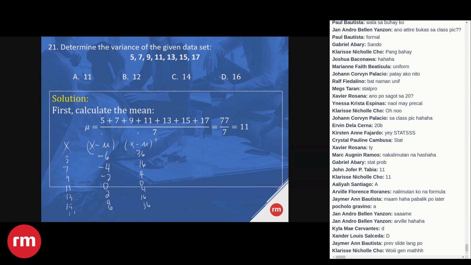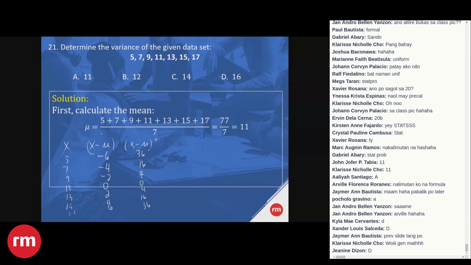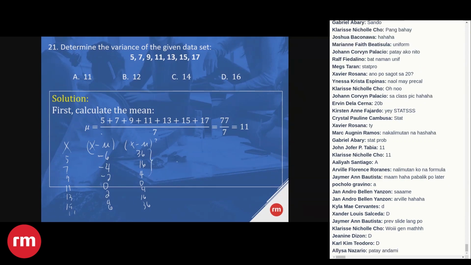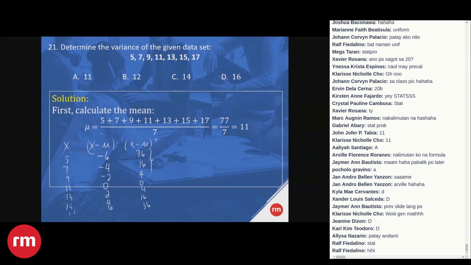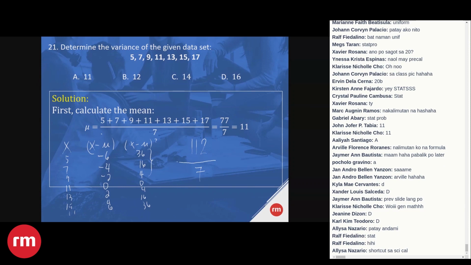Then add these terms here. Pwede nga class, ang i-add niya ito na lang. Then i-times 2 nyo na lang kasi pareho lang naman yung term sa baba. So 36 plus 16 is 52 plus 4. What's that? 56. 56 times 2, that's 112. So the sum is 112. I-divide nyo lang sa total number of data points, which is 7. And 112 over 7 is equal to 16.